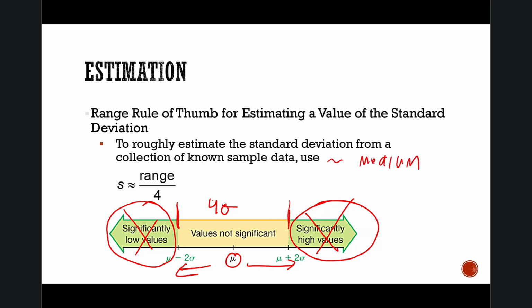Notice this is so rough that even though it's a rule of thumb, they did approximate, right? So this could totally be wrong. But if you got nothing else, go ahead and use it. Also, if you don't have your calculator, you calculate a standard deviation and it's way different than 1/4 of your range, you probably made a mistake.